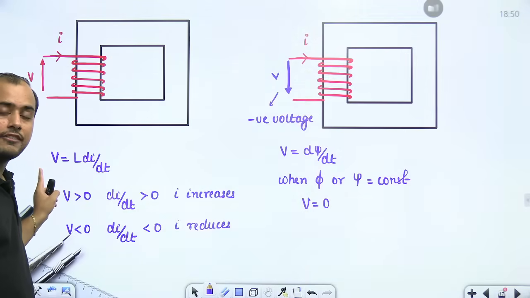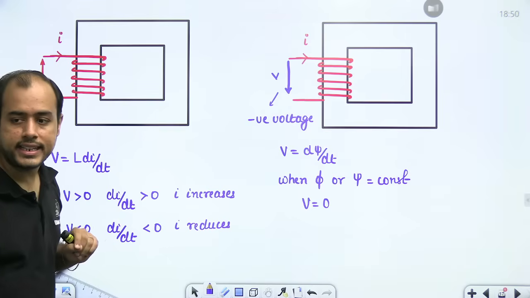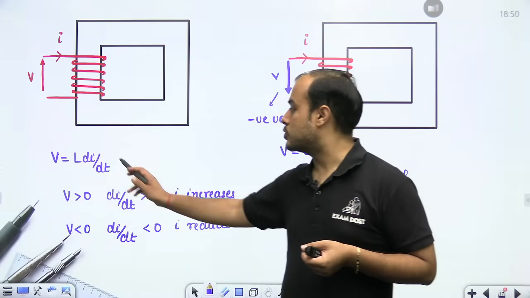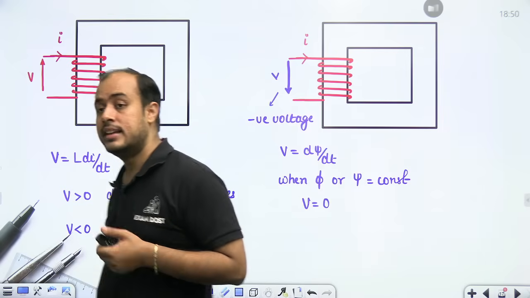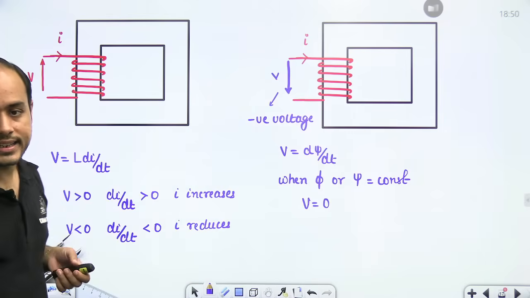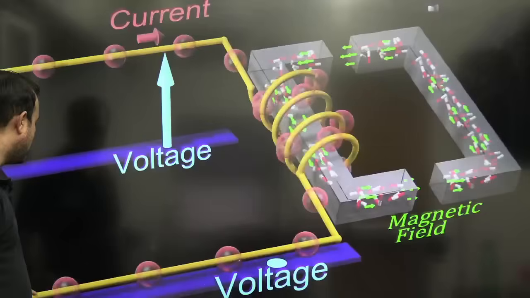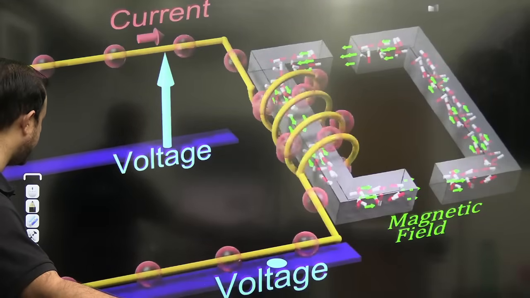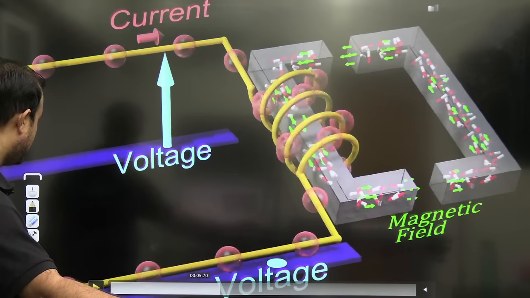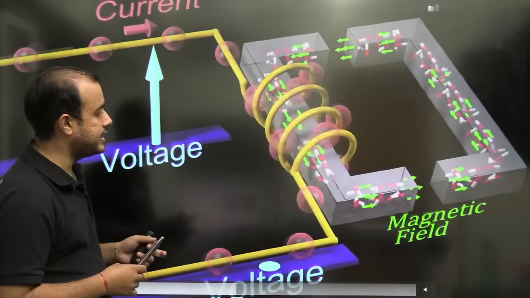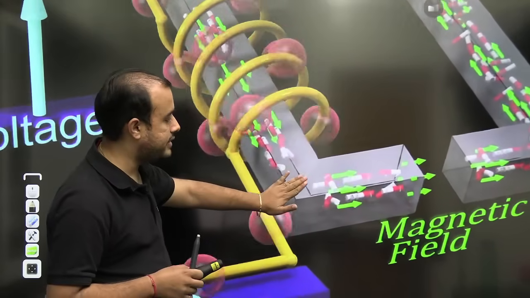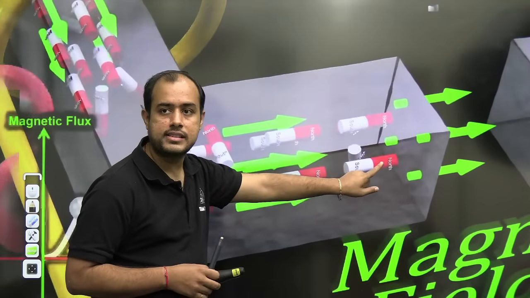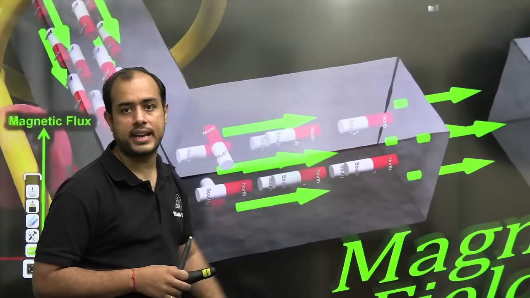So based on the value of voltage, di by dt is decided, which is the rate of change of current. वोल्टेज के अनुसार di by dt डिसाइड होता है, जिससे मालूम चलता है कि करंट कितने रेट से बढ़ेगा या घटेगा. Okay, so when we have applied a voltage, the current starts to increase. Magnetic field is established, and dipoles start to orient south north. They will start to orient in the direction of the magnetic field.